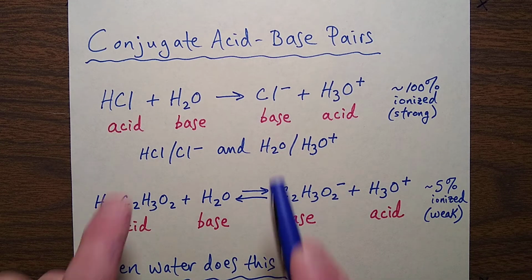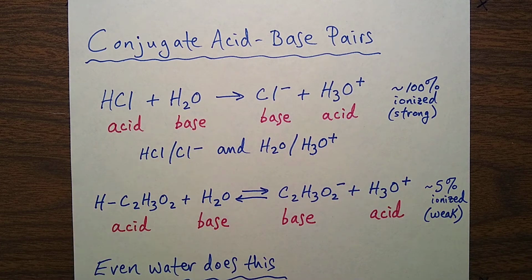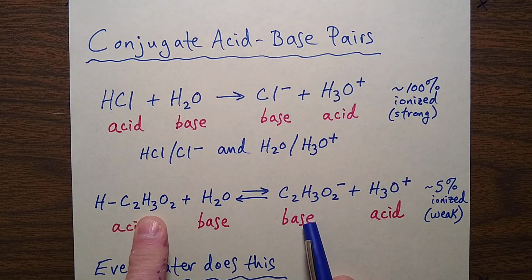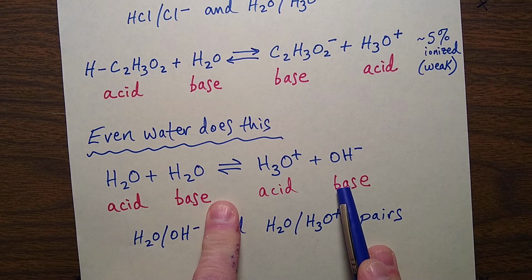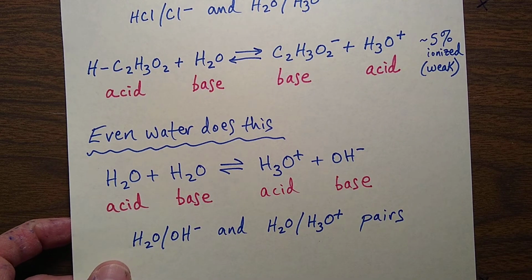It's easy to remember, they just differ by a proton. There's one pair, here's another pair, here's another pair, here's another pair, and here's another pair. They just differ by one H+ being present or absent. So now we have the basics of the theory of how we view acids and bases.